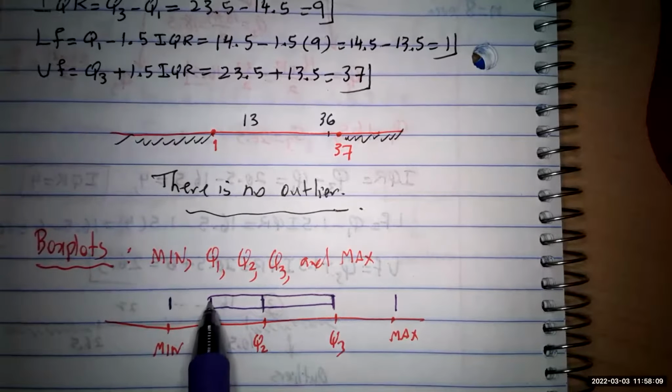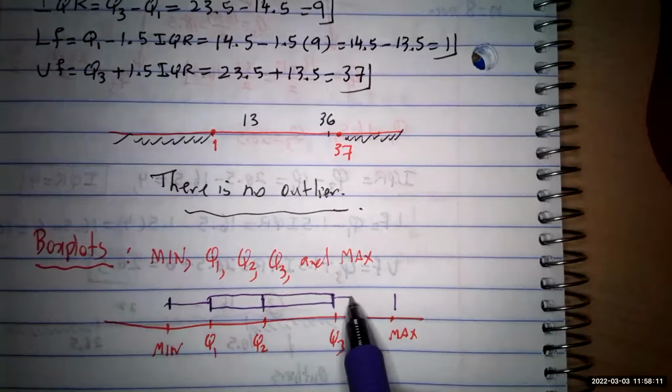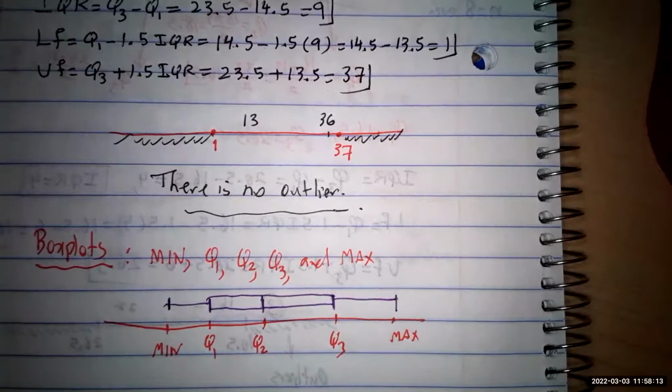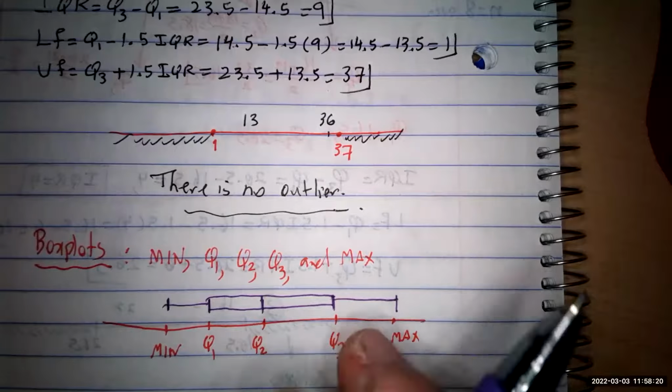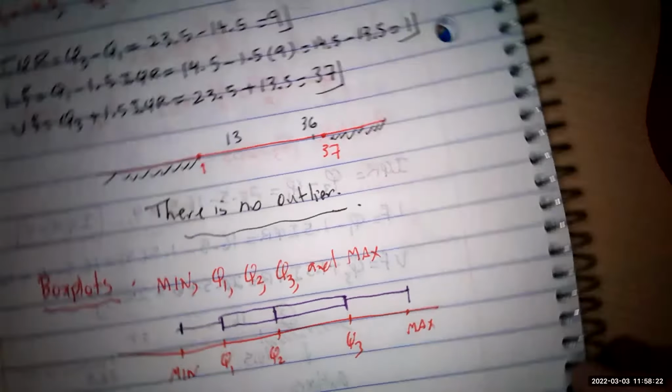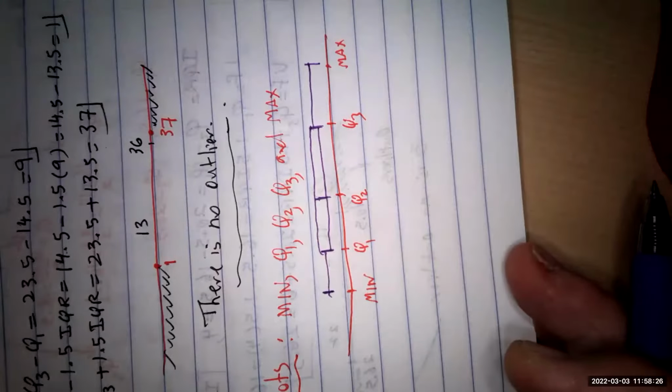Then we connect the box to the min and the maximum. That's it. This is called a box plot, and the calculator will do it for you. Some calculators are not going to do it horizontally. They do it vertically. This is how you can see it with your calculator.